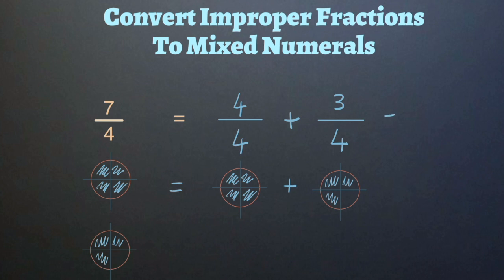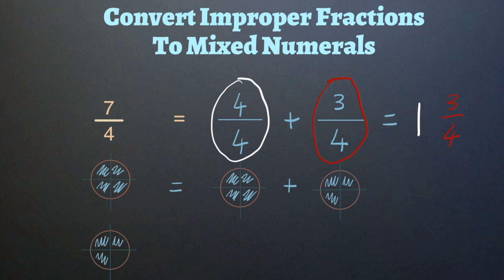I'm going to put an equal sign here, so it's the same as. This 4/4 is the same as 1 whole, isn't it? So I'm just going to write that as a 1 whole. I'm going to write plus the 3/4 here, I'm just going to keep that as 3/4. And 1 plus 3/4 is the same as 1 and 3/4. That's my mixed numeral. So we've gone from 7/4 to 1 3/4.